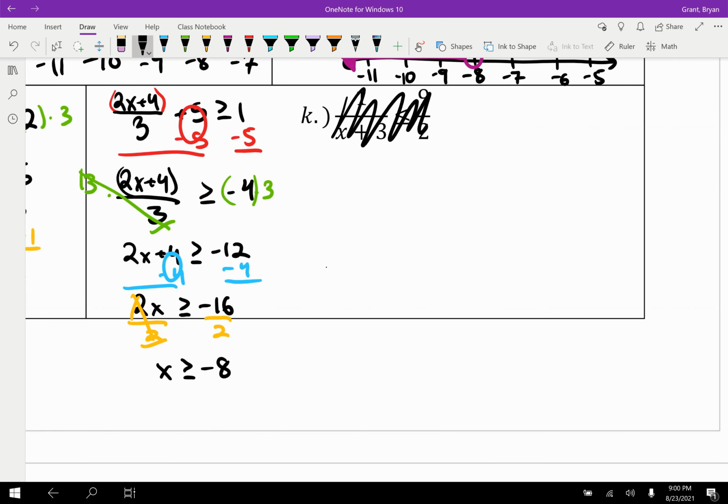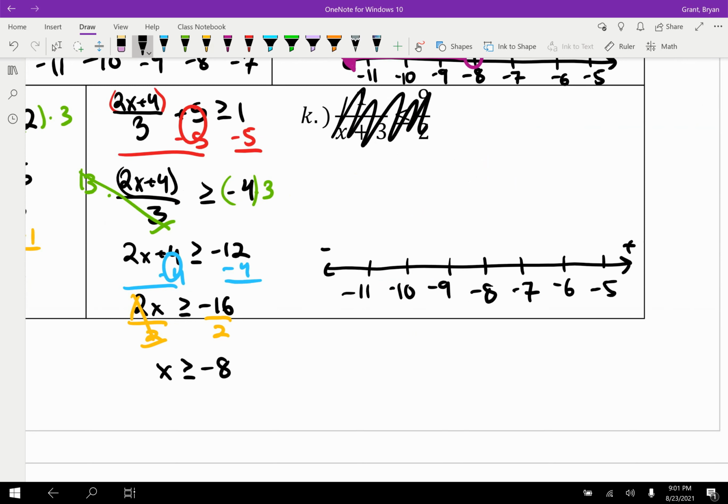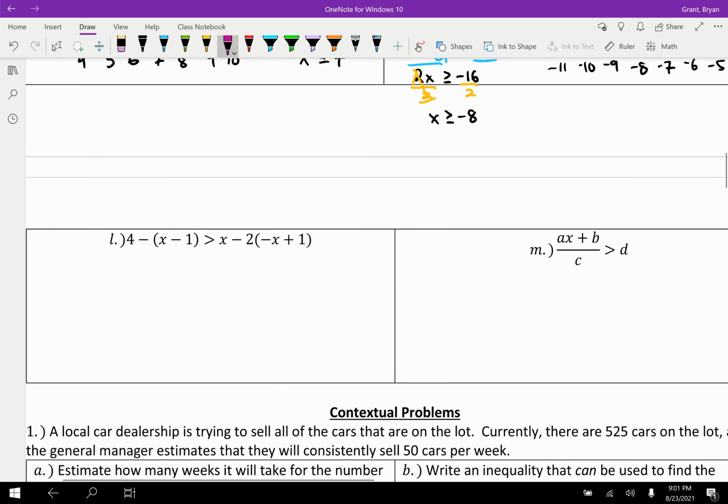From here, we just need to make our friendly old number line. We have negative 8. More negative is negative 9, negative 10, negative 11. More positive, negative 7, negative 6, negative 5. We are beginning at negative 8. We can be equal to negative 8. And greater than always means more positive. So we have this piece here. All right, 2 to go.